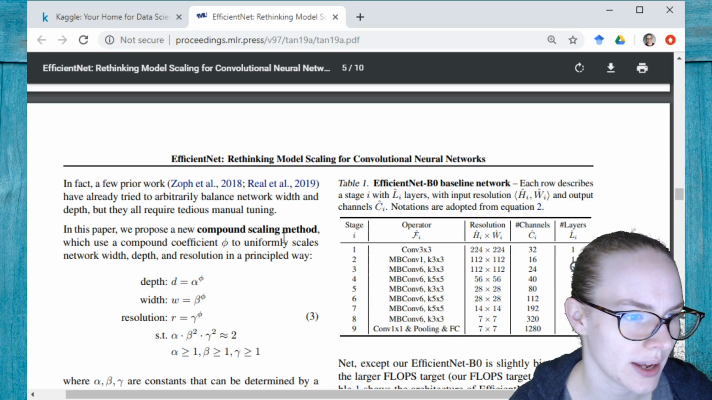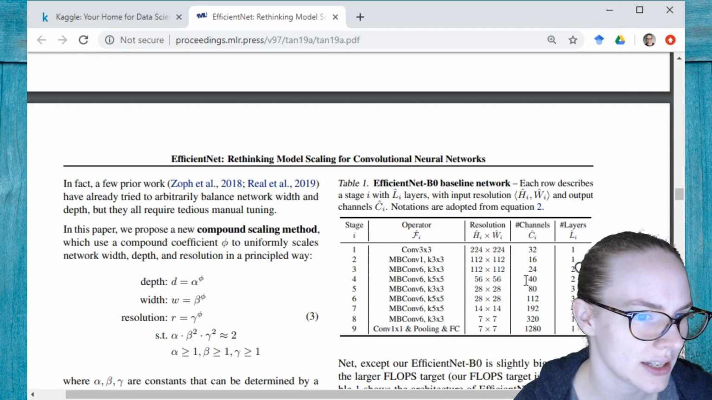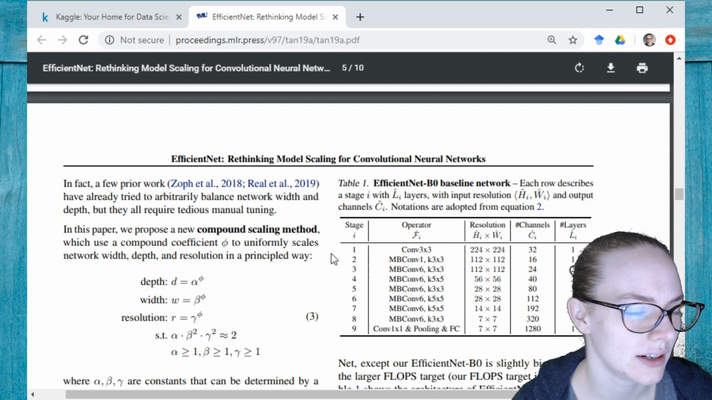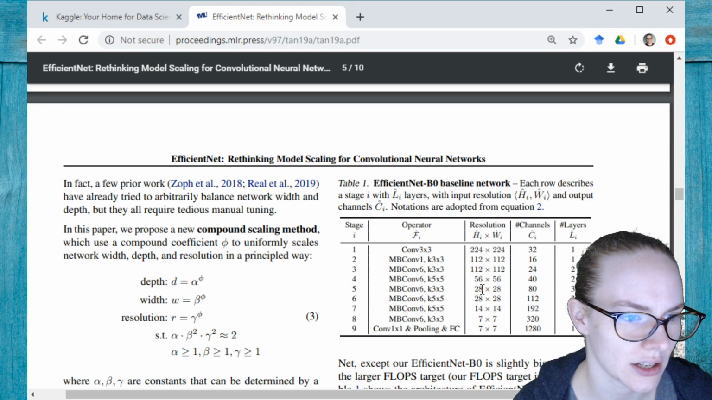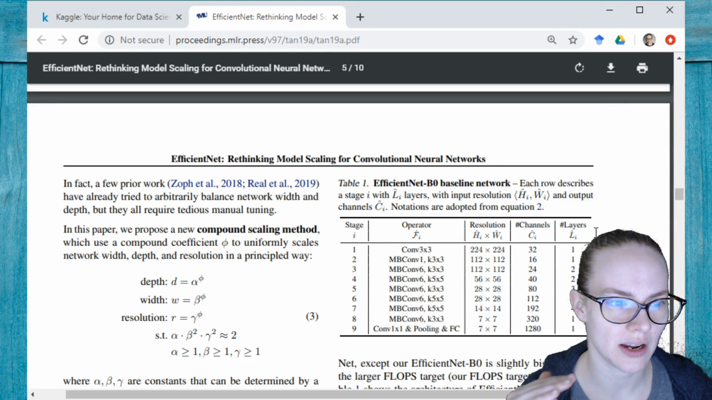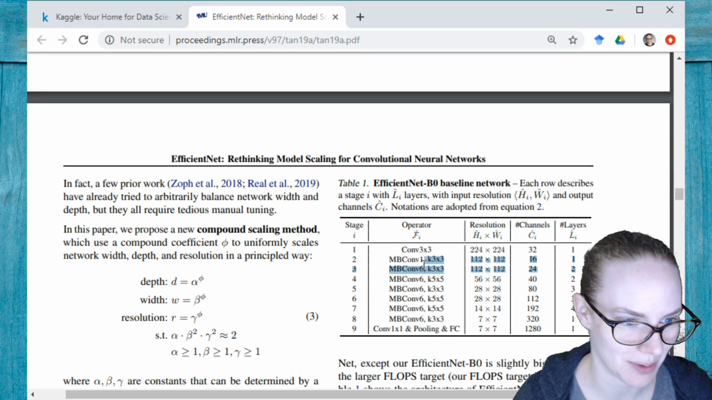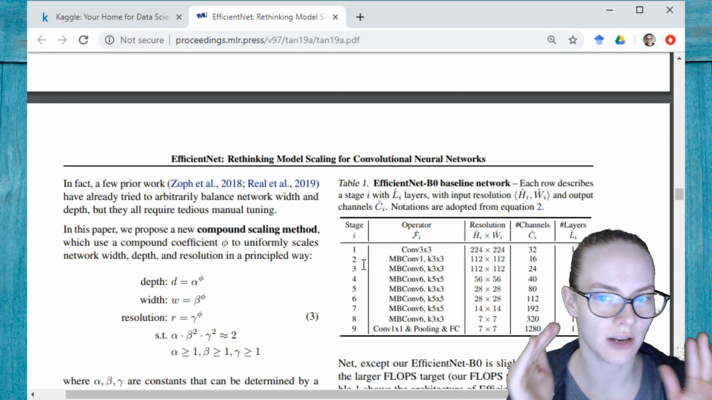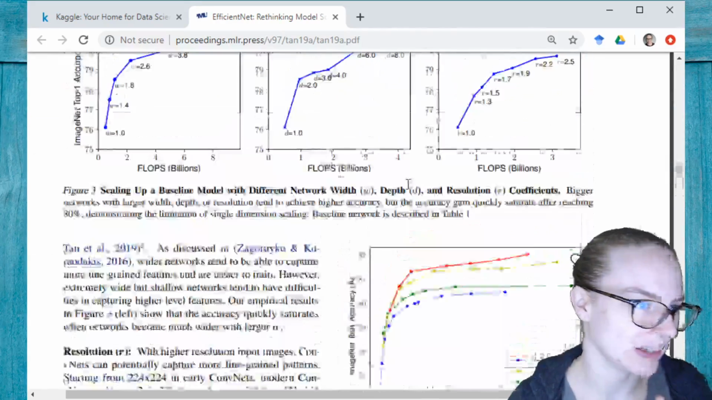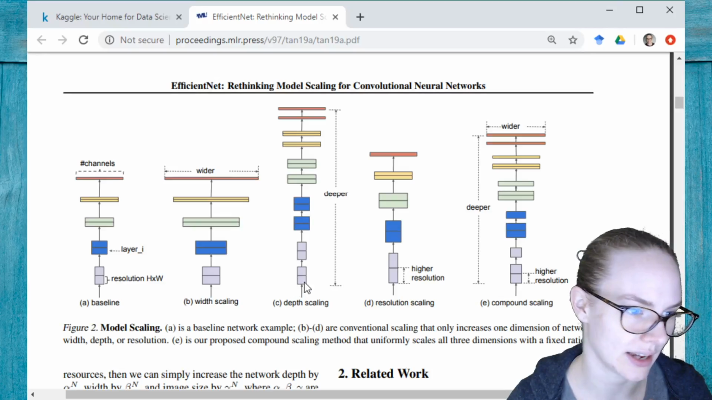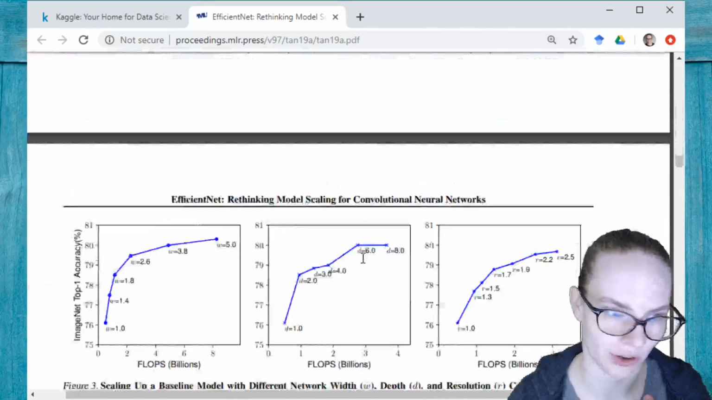Okay, so what they're doing here is the stage and then the operator. So this must be the baseline network. I was like, I don't get how this is enough information for a single network. Okay, so each row is a stage in the network, so it would be equivalent to one of these guys in the convolutional neural network.